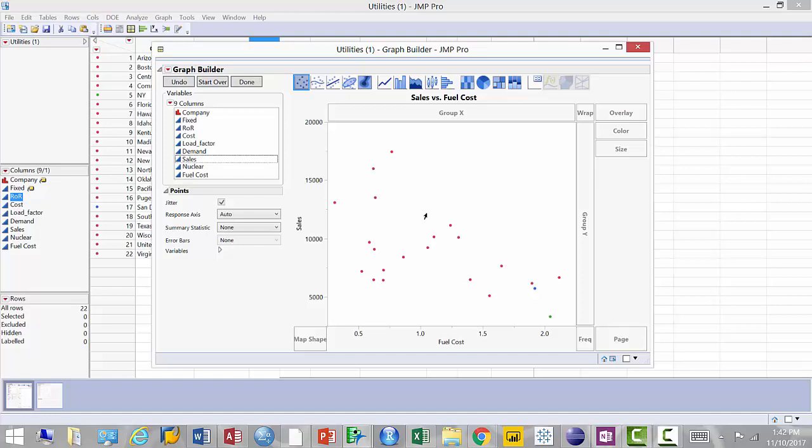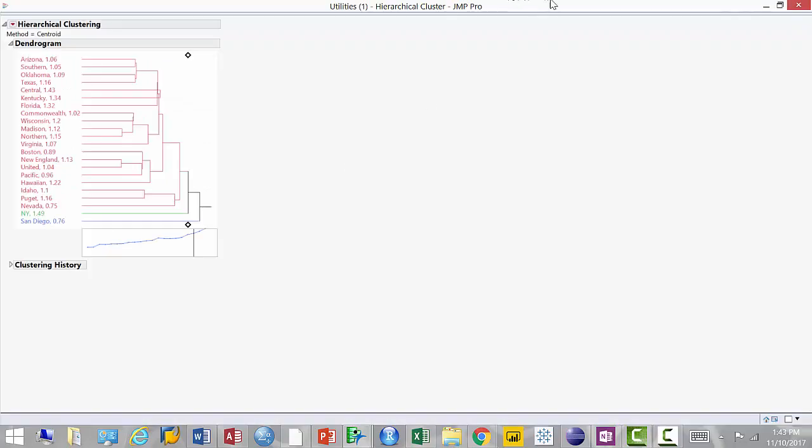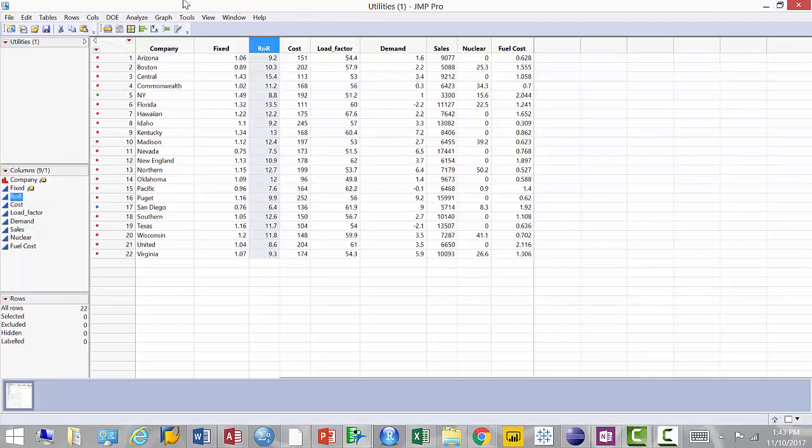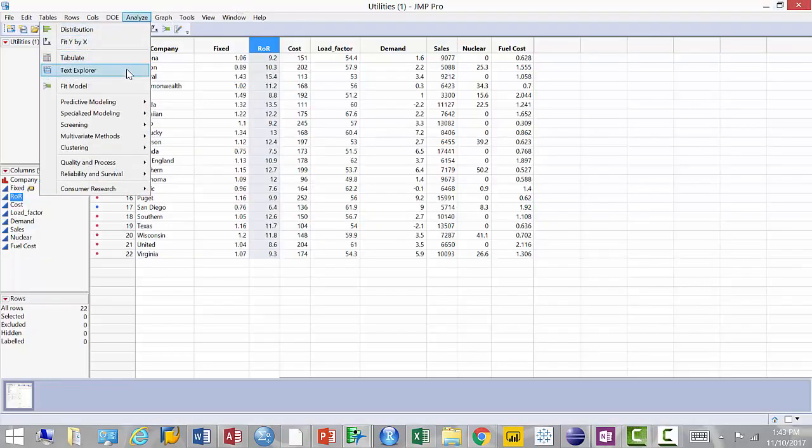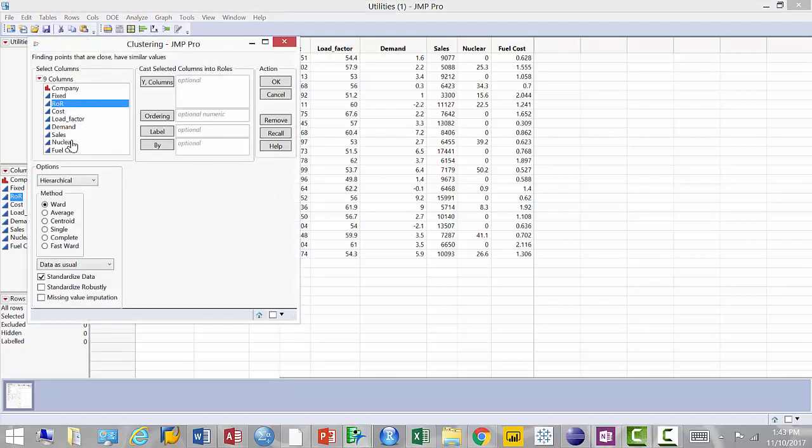What if I use only these 2 columns as my way of clustering, only fuel cost and only sales? Will the algorithm pick up on that pattern? It's interesting. We can see visually how clusters are formed, but let's see what the algorithm will tell us. So let's go back to the clustering, and let's close it out, actually. And let's go through Analyze, Clustering, Hierarchical Clustering, and let's do the two that we have selected. Maybe nothing will come out of it, who knows?